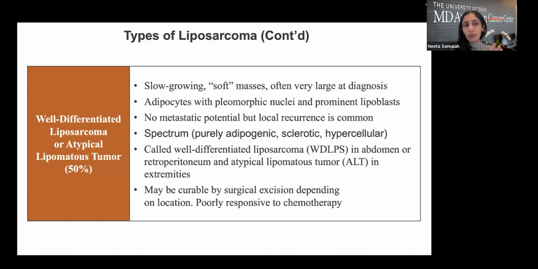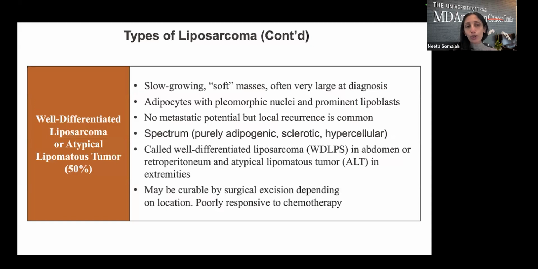But within that spectrum, you could be very low grade, or you could be a little bit more cellular or sclerotic, what we call hypercellular, sclerotic, or immune-infiltrated subtypes of well-differentiated liposarcoma that could behave more aggressively, even though they fall under low grade. And for these tumors, the primary modality of treatment is surgery, and some of those can be treated with surgery alone and hopefully don't come back.